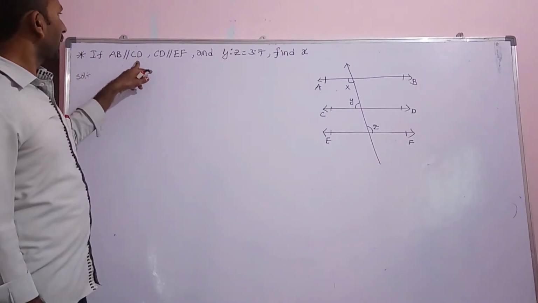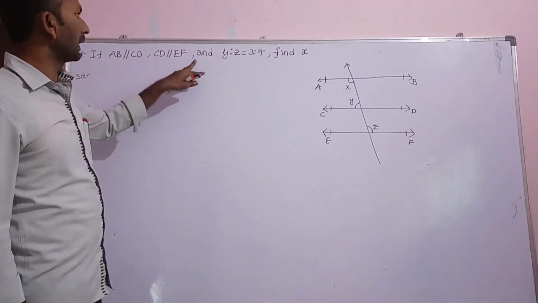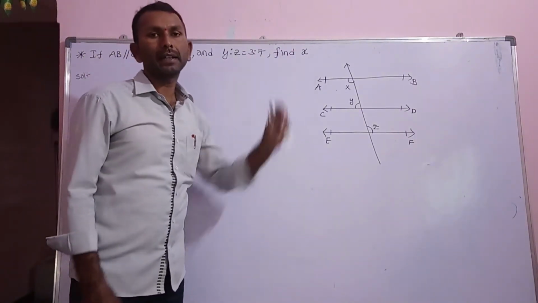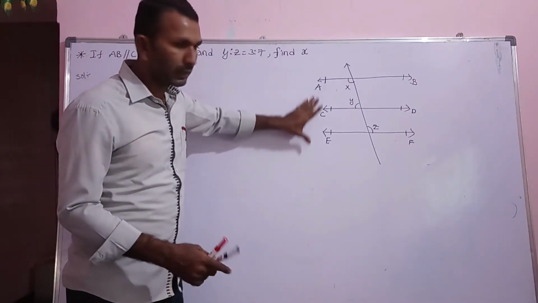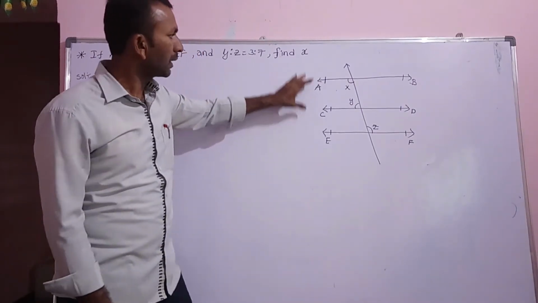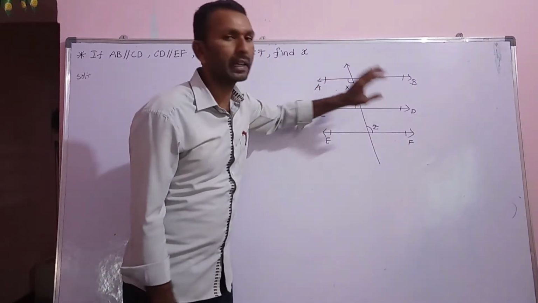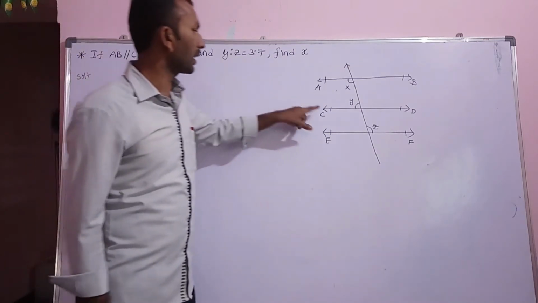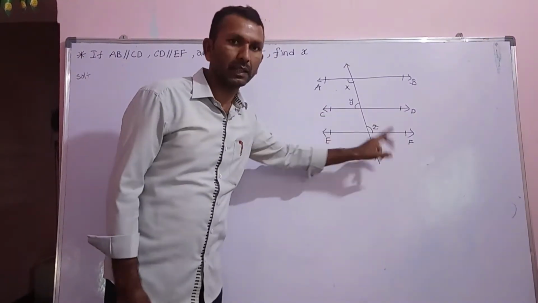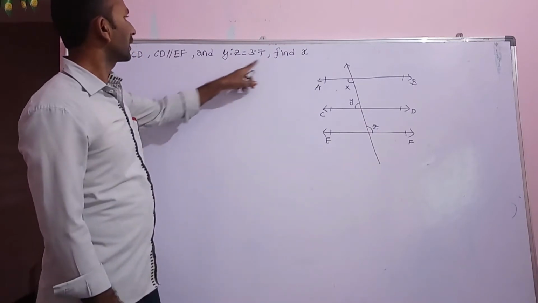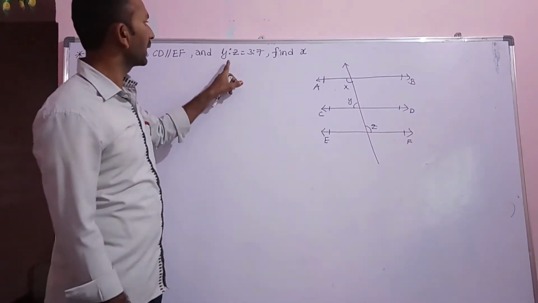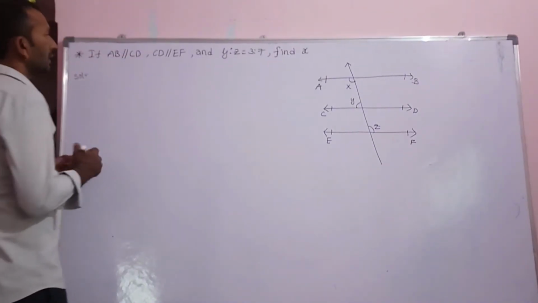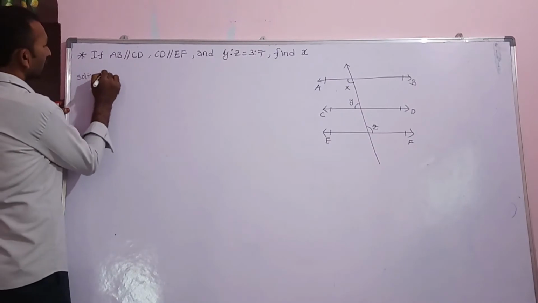If AB is parallel to CD and CD is parallel to EF, and Y is to Z equals 3 is to 7, then find the X value. From this figure, AB and CD are parallel to each other, CD is parallel to EF, and we need to find angle X. Something is given here: Y is to Z equals 3 is to 7. Write down what is given.